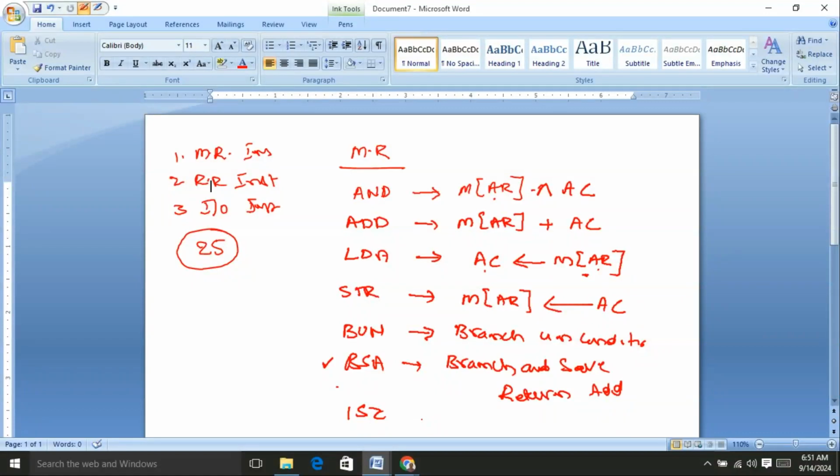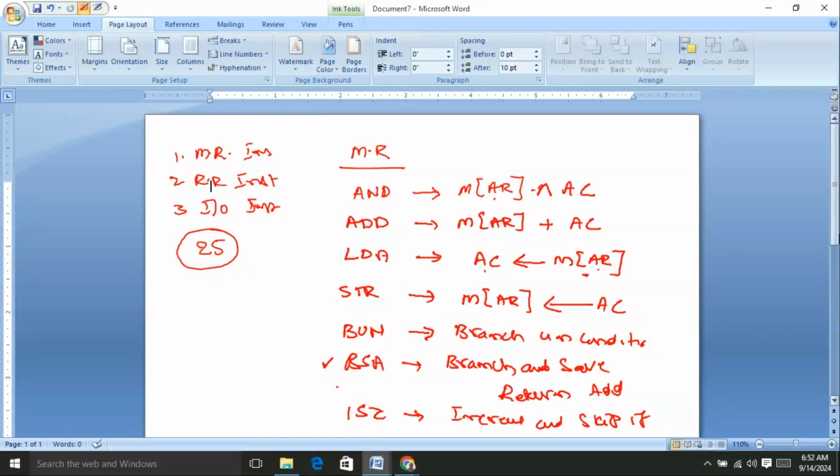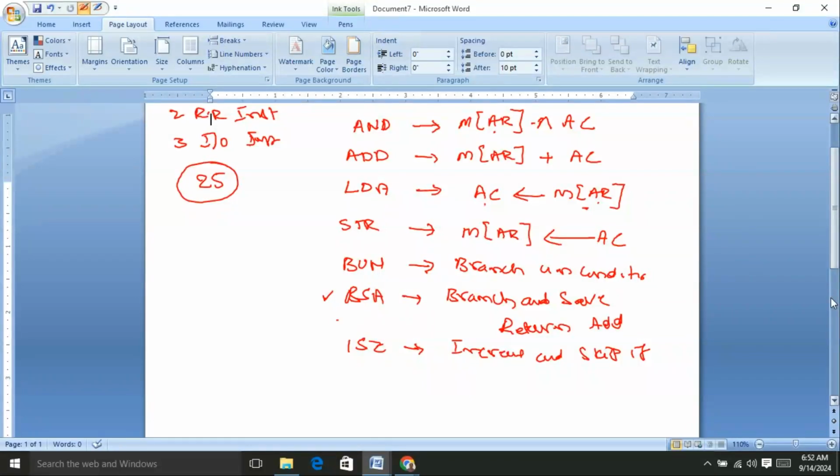ISZ, increment and skip if 0. That is, increment and skip if the content of the result is 0. Please remember carefully these 7 memory reference instructions: AND, ADD, LDA, STA, BUN, BSA and ISZ. These are the 7 instructions.